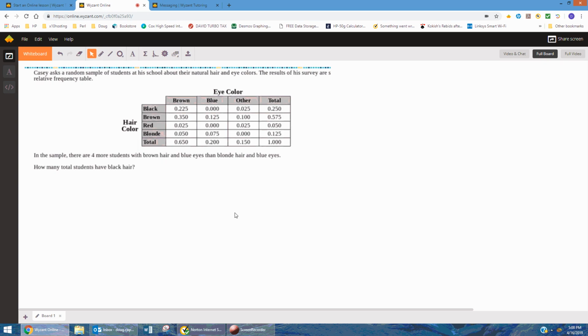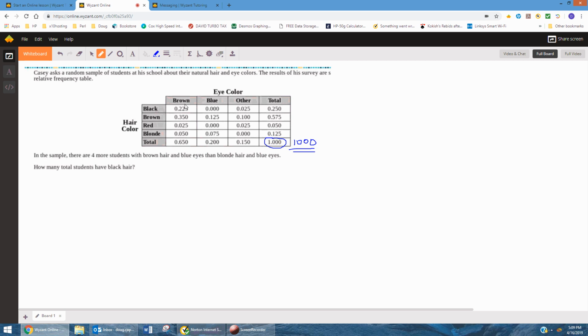Okay, Satvik, here's this problem dealing with relative frequency. What I'm going to ask you to imagine is that instead of the number 1 here, this was the number 1,000. In other words, we could multiply every decimal in these boxes by 1,000, and that would be the actual number. So if there were 1,000 total students, there would be 225 students with black hair and brown eyes.